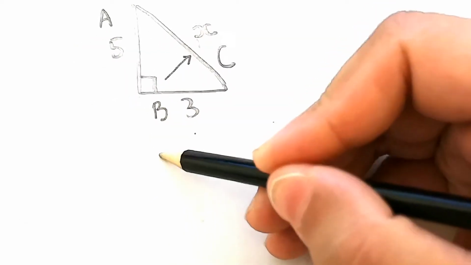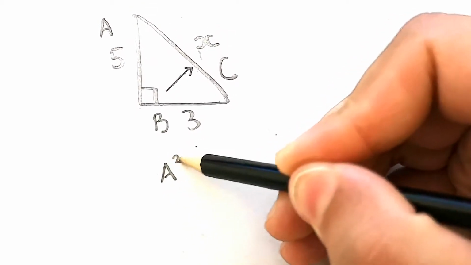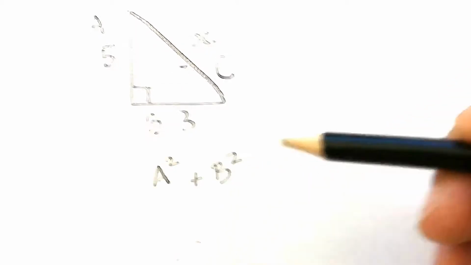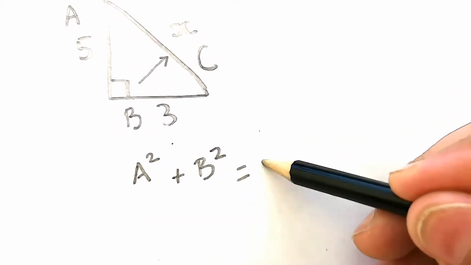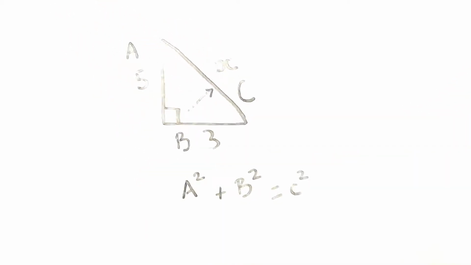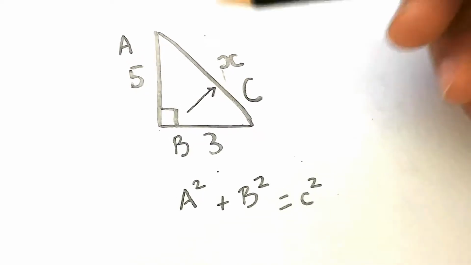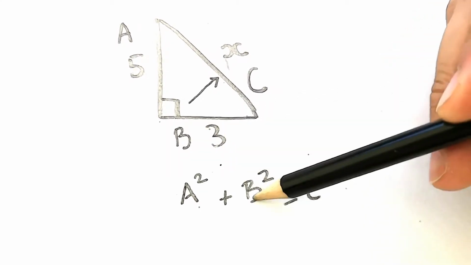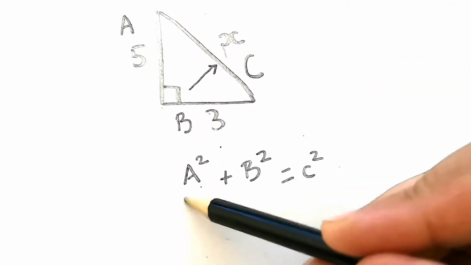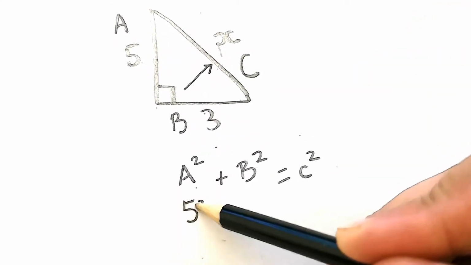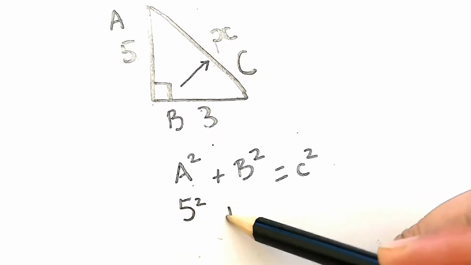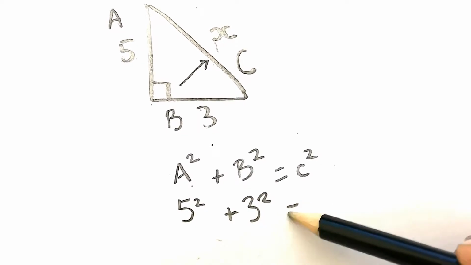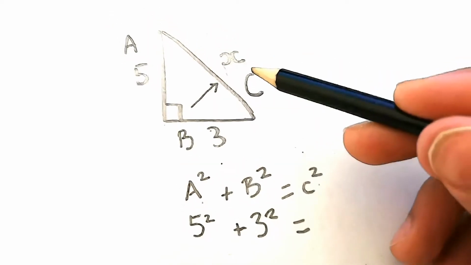The Pythagoras formula is a squared plus b squared equals c squared. If you want, you can actually substitute these values into those. So a squared will be 5 squared, b squared is going to be 3 squared, and then c squared is going to be x squared.